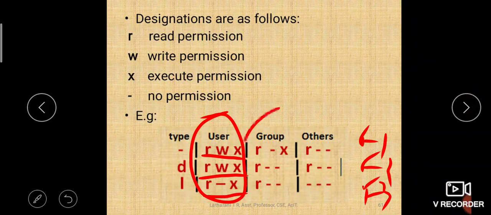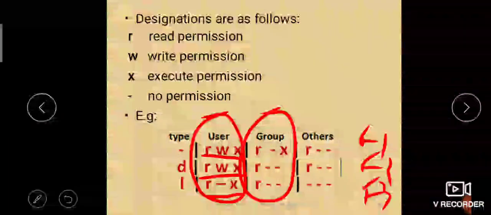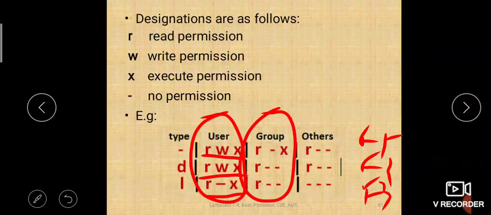Then coming to the group. For group of people, what permissions are given? For the file F1, the group permissions are read and execute. Only they can read the file and execute the file, but write permission is not given. For F2 file, we have R dash dash. That means only read permission, write and execution permissions are not given. Then F3 also for group people, only read permission, write and execute permissions are not given.